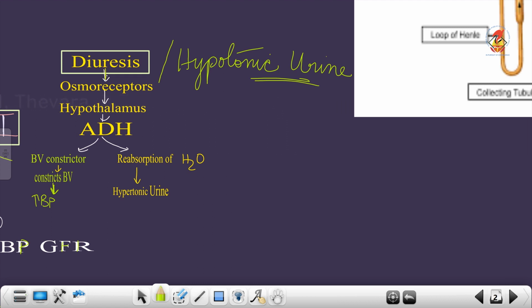When there's diuresis, which is the medical terminology for hypotonic urine, what happens is that the osmoreceptors of the body are activated, and this stimulates the hypothalamus of our brain to release the hormone ADH, antidiuretic hormone.